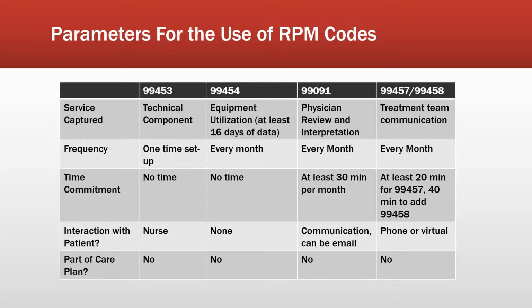So if you go across the columns, you'll see that first code 99453 for the setup, 99454 for the equipment utilization. There is a physician interpretation code 99091, and the treatment management codes are 99457 and 99458 based off of the time spent. So you'll notice in the last example, I did not put down CPT code 99091 for physician review and interpretation. That is because it requires at least 30 minutes per month, and that was not clear in the example. So if the provider is reviewing the data and spends an aggregate time of 30 minutes per month reviewing this data that's downloaded automatically, you can bill that code, again, separately to any of the other codes, as long as the documentation is present.